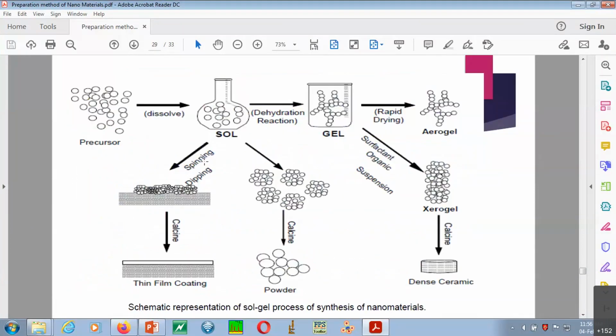So it's very simple. Sol gel अगर आपको clear है, then this process is very clear to you. Here is the main thing जो आपको ध्यान में रखनी है. Okay, so here is the diagram. Let me go through it completely. We have still 4 minutes, so I think we can cover it up.